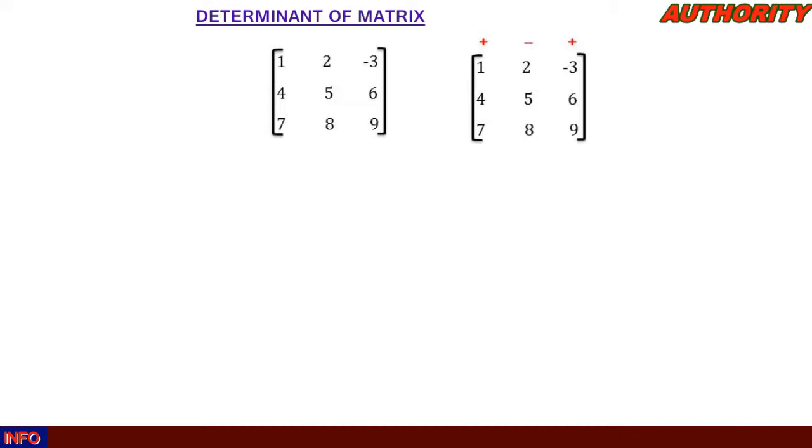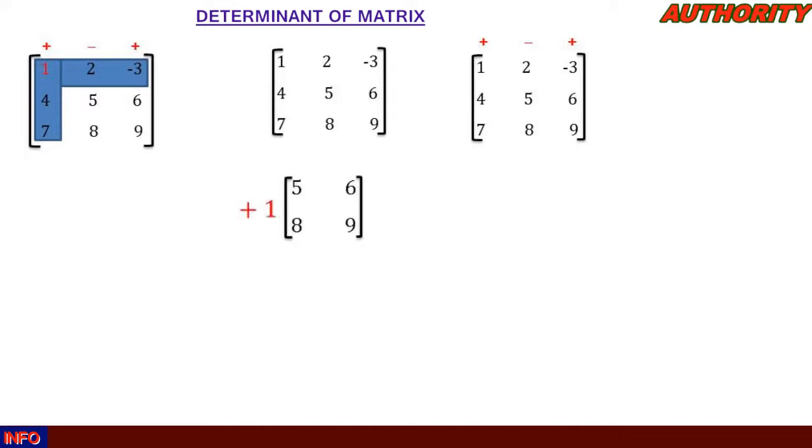So first row, first column, that means we're going to cover the first row and cover the first column. As you cover the first row and first column, what do you have? You have a 2 by 2 matrix, which is 5, 6, 8, 9. You get it? Write it down.